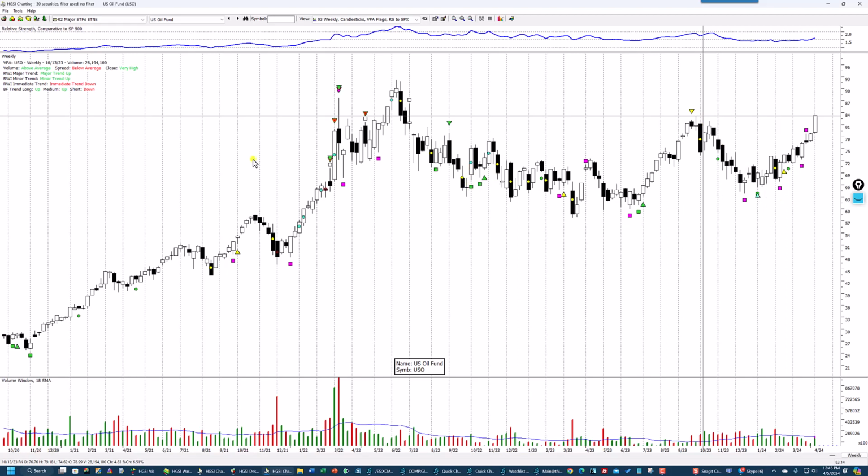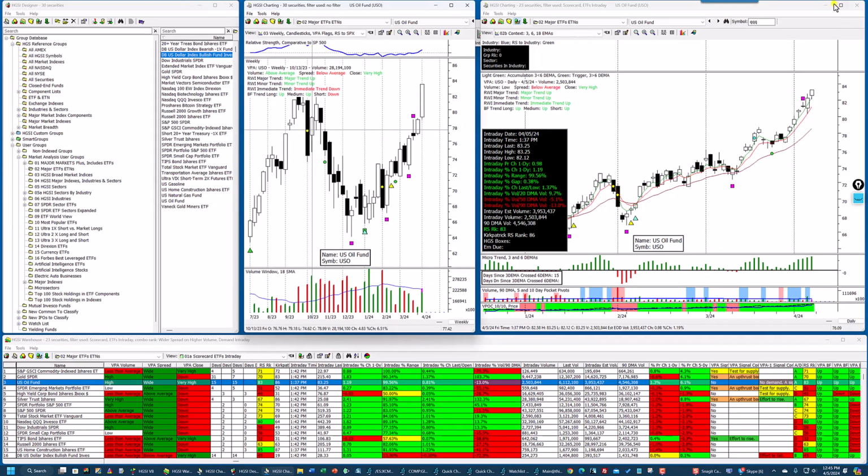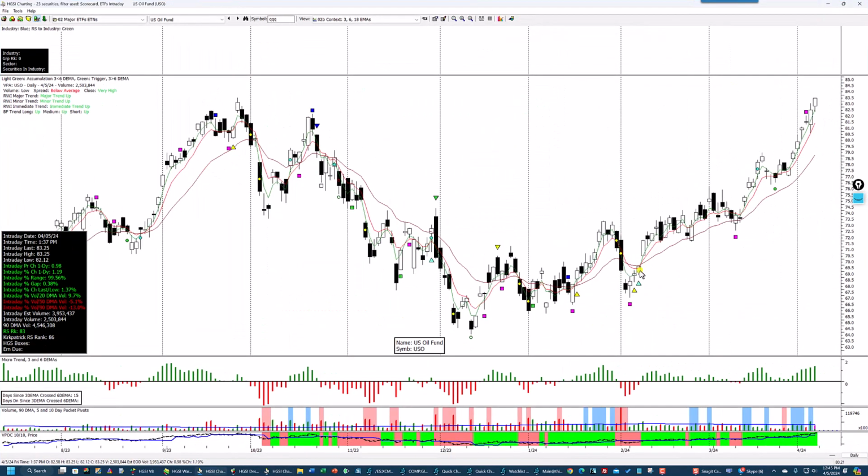Now I want to change charts. This is the weekly chart, but I want to change to this chart, which has the crossovers on it. This is a daily chart, and what I want to point out is that this chart with the 3-6 crossover is a great chart to look for entry points.